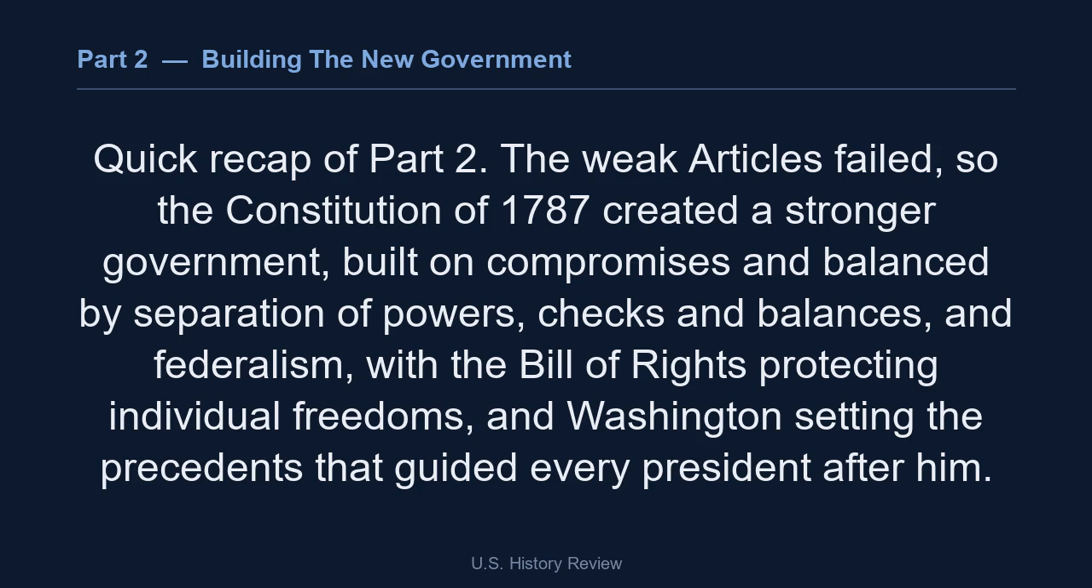Quick recap of Part 2. The weak Articles failed, so the Constitution of 1787 created a stronger government, built on compromises and balanced by separation of powers, checks and balances, and federalism, with the Bill of Rights protecting individual freedoms and Washington setting the precedents that guided every president after him.